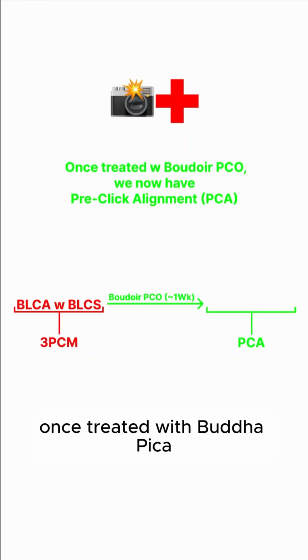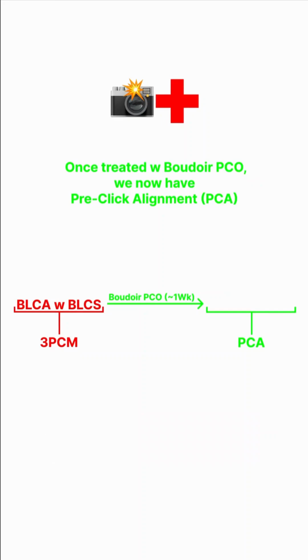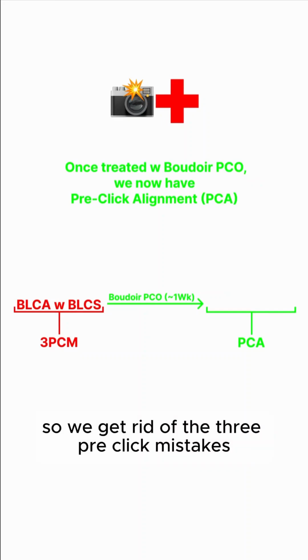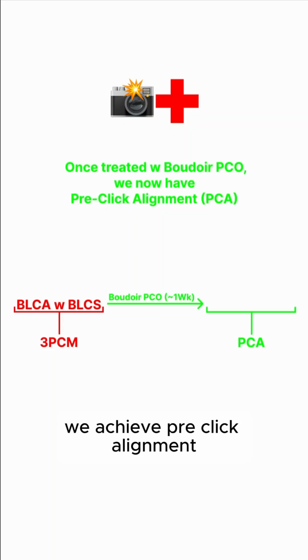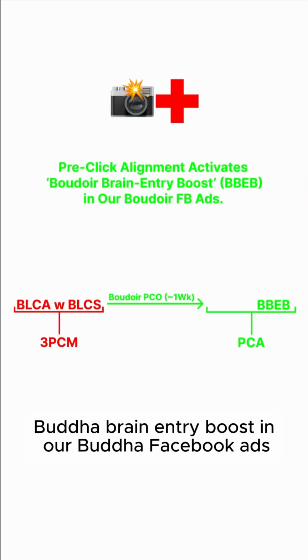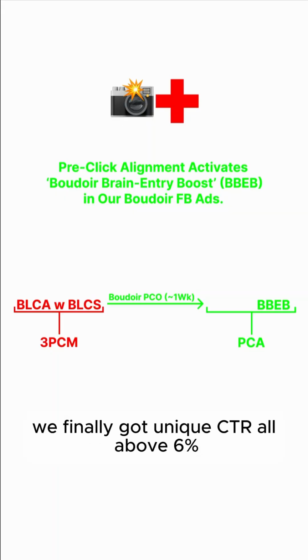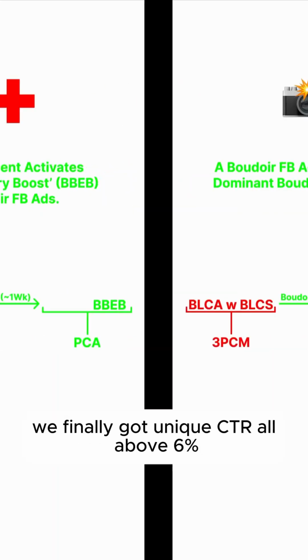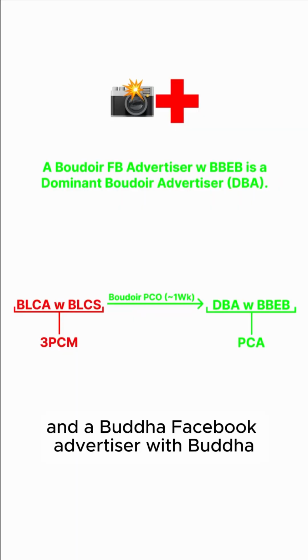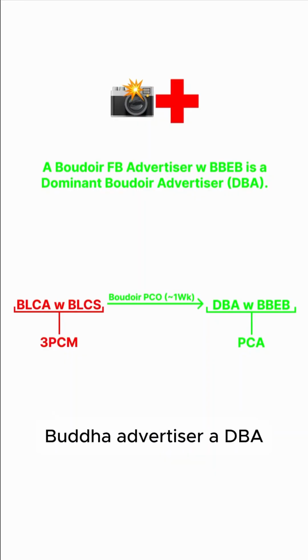Once treated with Boudoir Pico, we now have pre-click alignment, PCA. So we get rid of the 3 pre-click mistakes, we achieve pre-click alignment. That's what we're looking for. And pre-click alignment activates Boudoir brain entry boost in our Boudoir Facebook ads. Basically, we finally got unique CTR all above 6%. And a Boudoir Facebook advertiser with Boudoir brain entry boost is a dominant Boudoir advertiser, a DBA.